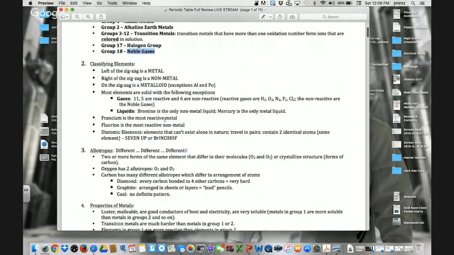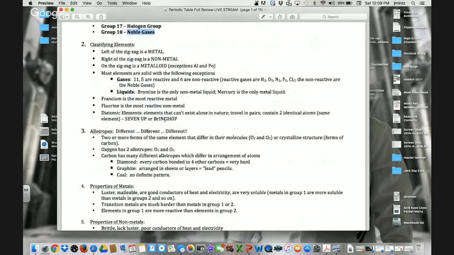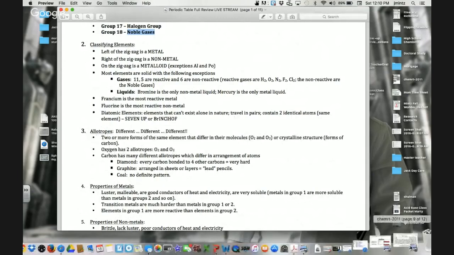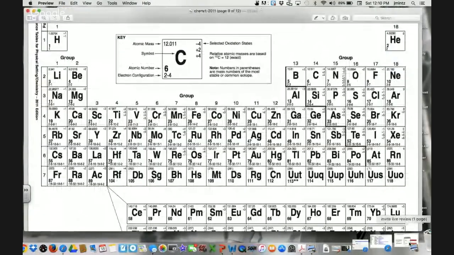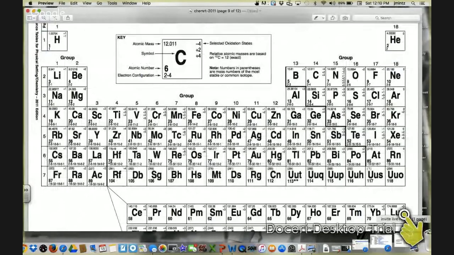So let's go through number 2, classifying the elements on the table. The left of the zigzag are metals, the right of the zigzag are nonmetals, and on the zigzag are metalloids. You should be able to identify these because the Regents likes to ask you about it. So let me pull up my periodic table again, and I'm going to use my highlighter to show you.